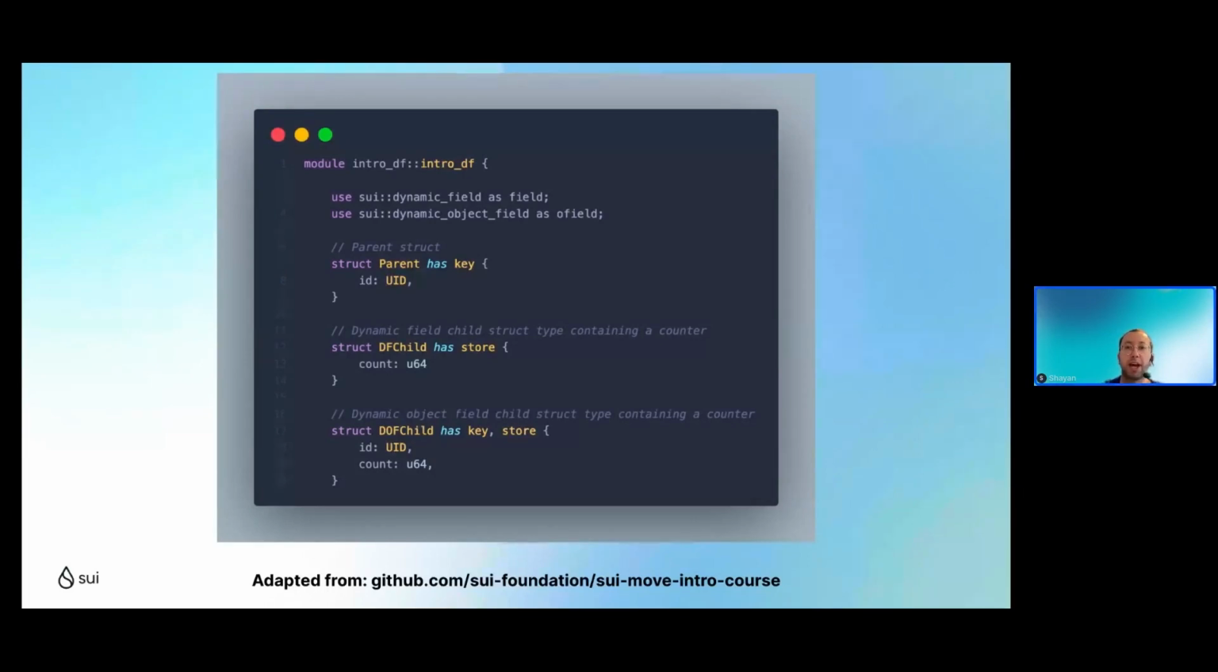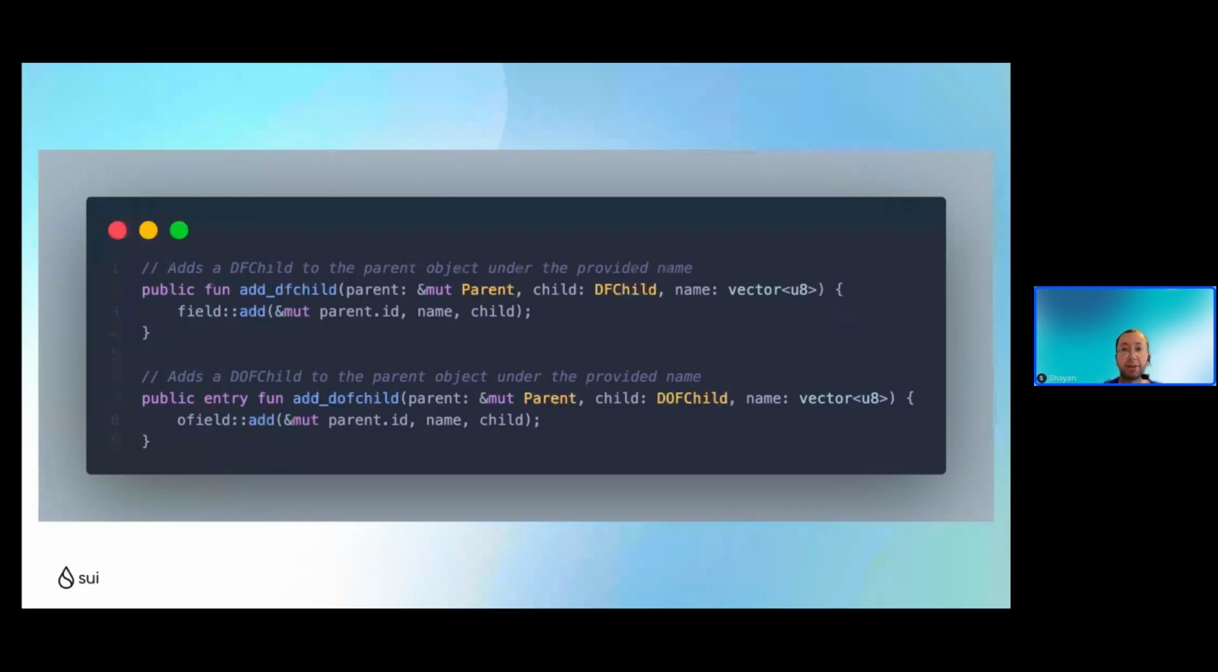So this is the API for adding a dynamic field / dynamic field object to a parent. So if we take a look at the first example, add df child, it takes in three arguments: the parent object, a mutable reference to the parent object, I should say, the child object by value, and a simple name, which we'll pass by a vector of bytes. So yeah, it's as simple as calling the function we saw earlier, field::add, and then the mutable reference to the parent object's ID, the name, which in this case is whatever we want it to be, and then passing in that child object itself.